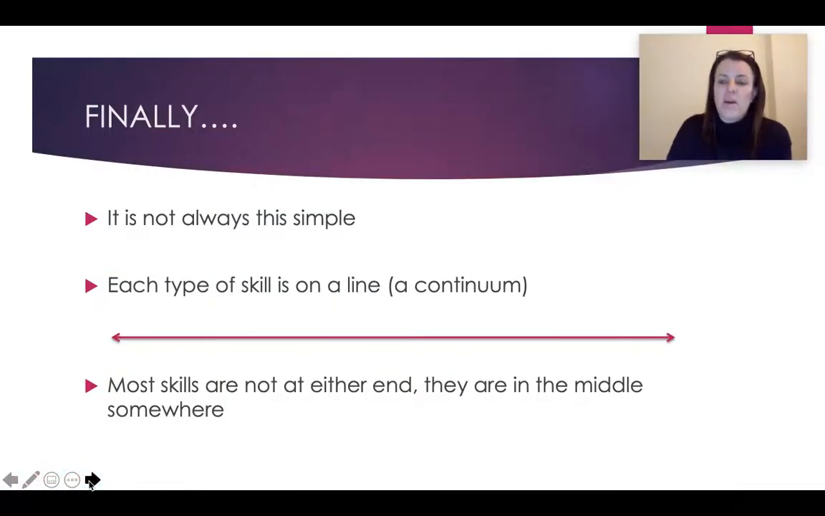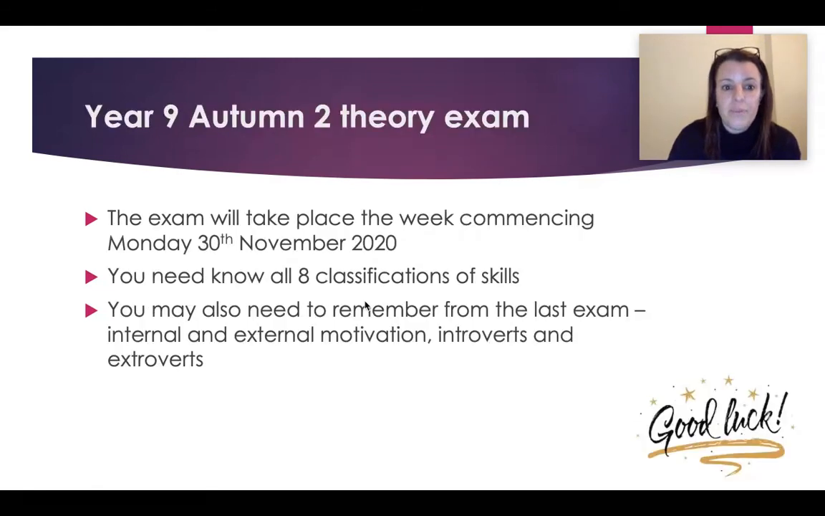Okay, so we have the example there of darts as our fine skill and swimming and sprinting as our gross skill. So you can put that down as examples as well. Finally, it is not always this simple. Each type of skill is on a line, a continuum. You can see the arrow here. Most skills are not at either end. They're usually in the middle, and they very much vary on the situation in the sport.